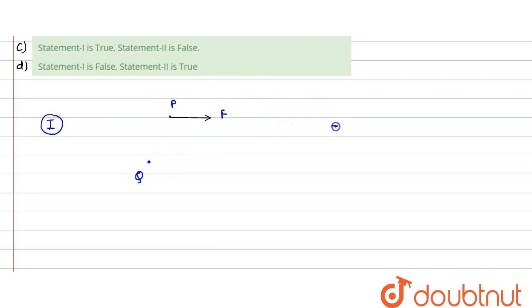Now how is torque given? Torque is basically R cross F, or it could be represented in many ways. We can say RF sine theta, or we can say that torque is equal to the perpendicular distance multiplied by force. We can calculate it in this way. Now if we join these two points, this would be the R vector.